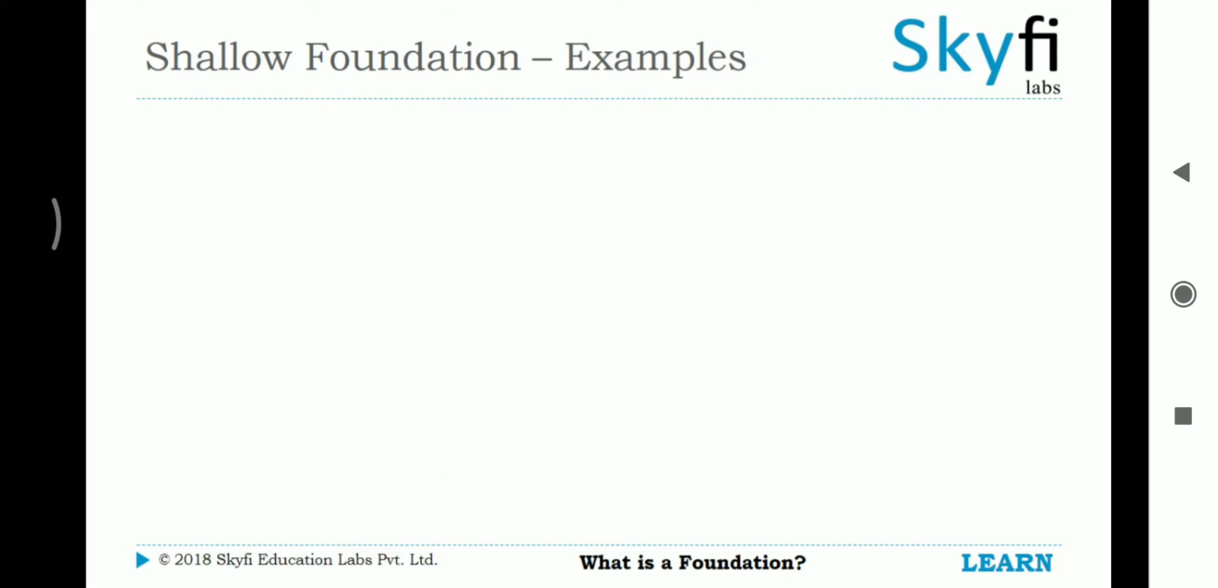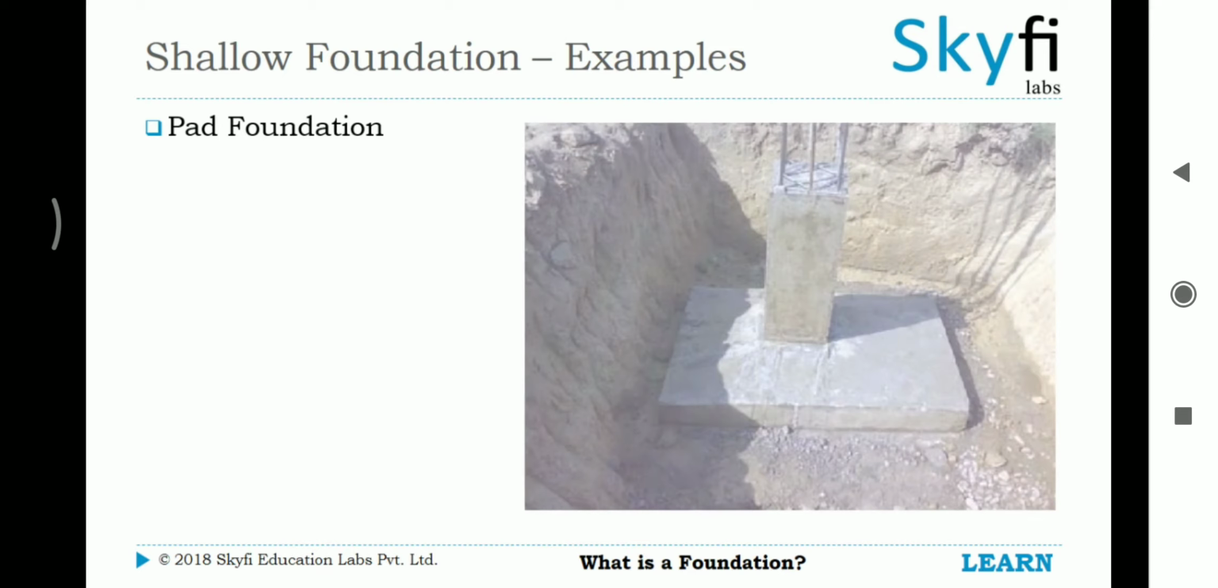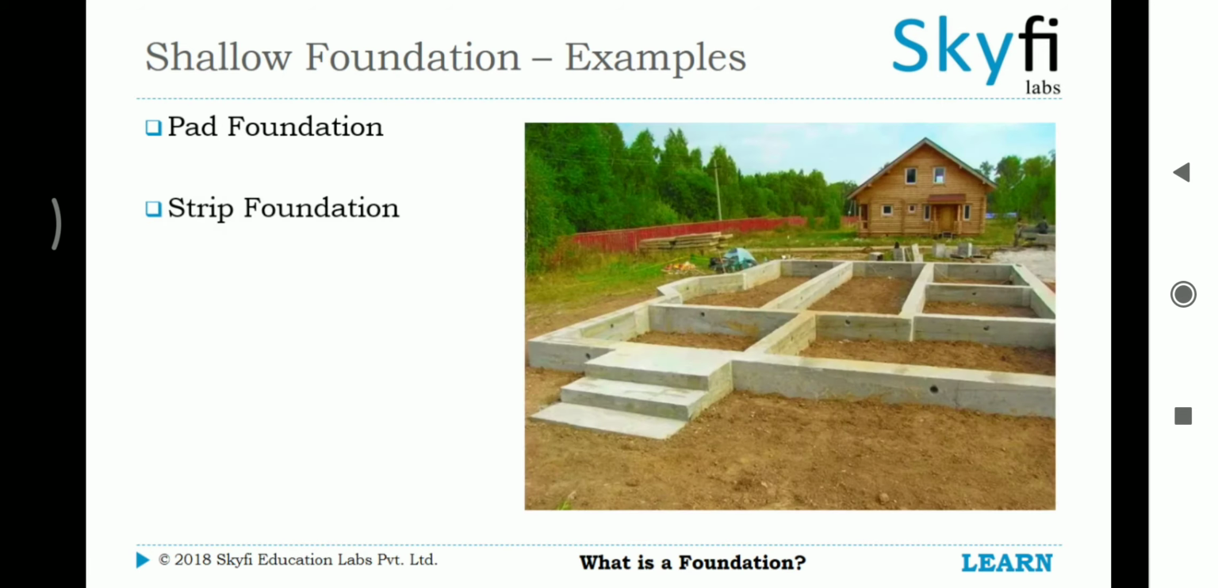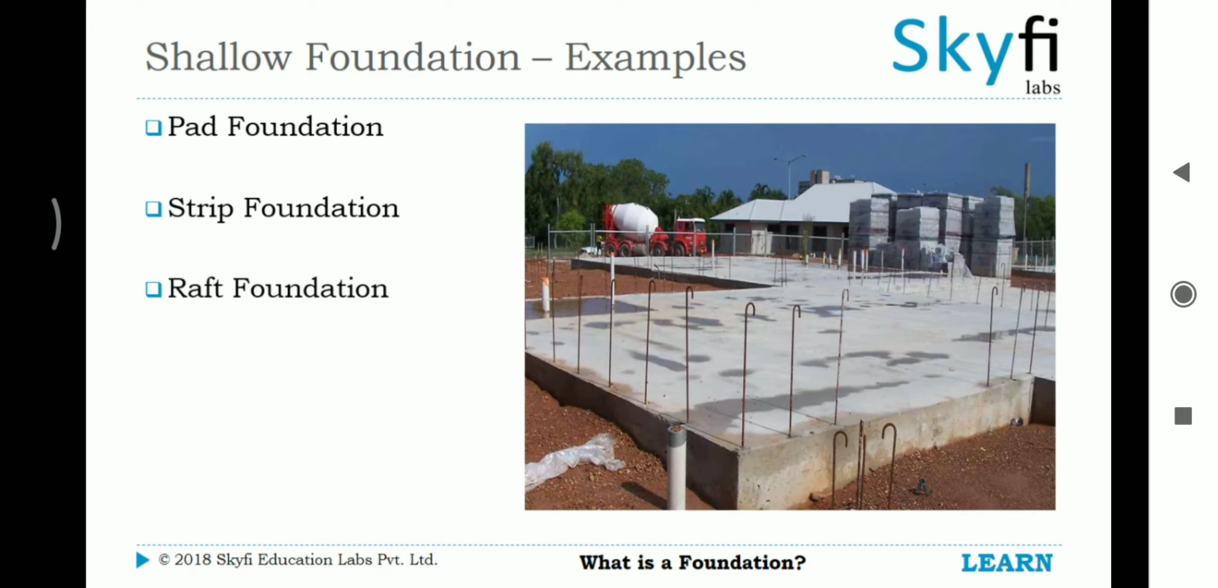Examples of shallow foundations include pad foundations, in which a pad, or a slab, is spread around the column end. The strip footing is a continuous strip of concrete that serves to support a load-bearing wall across an area of soil. A raft foundation is composed of a continuous slab of reinforced concrete below the building. It carries all the columns and the load-bearing walls together.